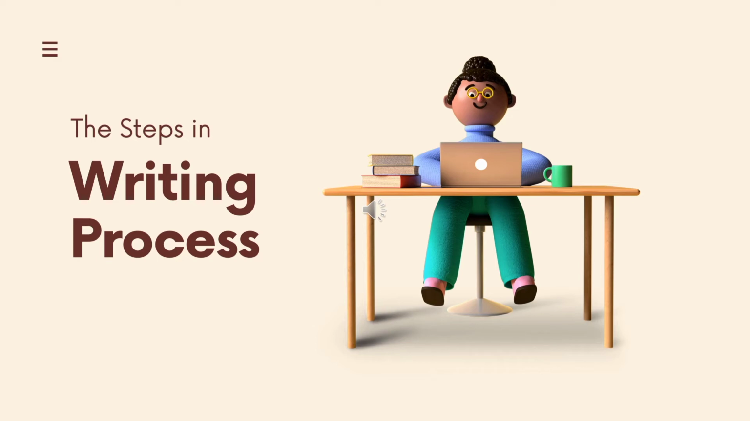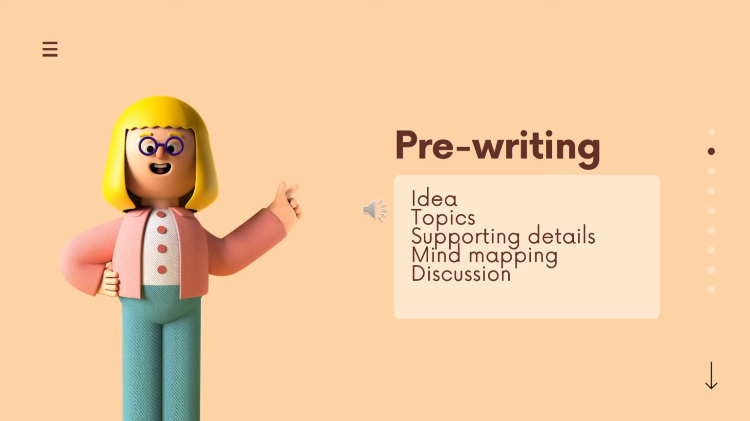The writing process has some steps which have to be done by the students, that are pre-writing. What are the things that we should do in pre-writing? First, looking for and deciding ideas as the topic and supporting details. Mind mapping is needed in this step, collecting the supporting details as much as possible.